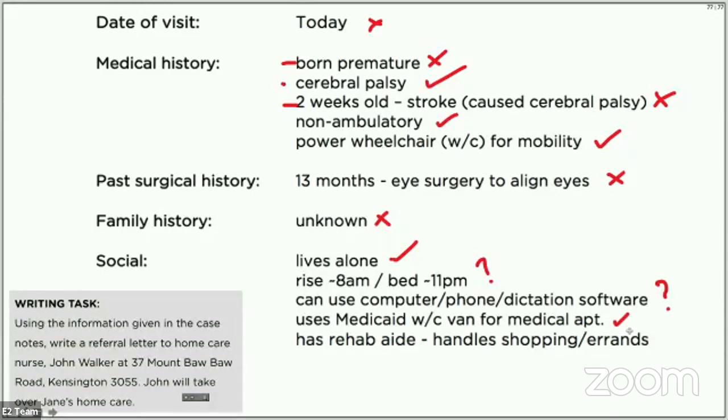Uses Medicaid wheelchair van for medical appointments. Yes, I'm going to say so because there's something about mobility in here that's important for John. Has rehabilitation aid, handles shopping and errands. Okay, so the rehab aid handles shopping and errands. I'm going to say that's relevant.